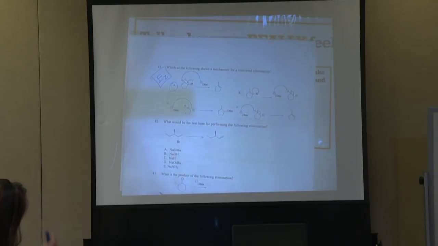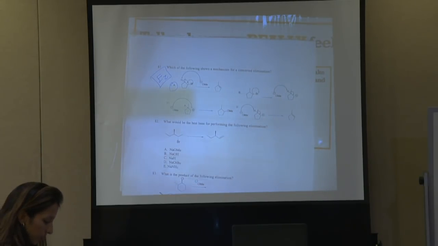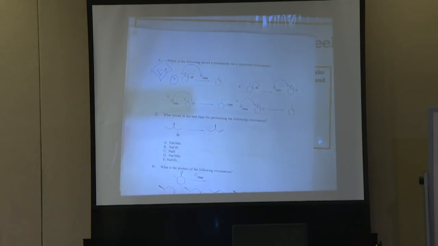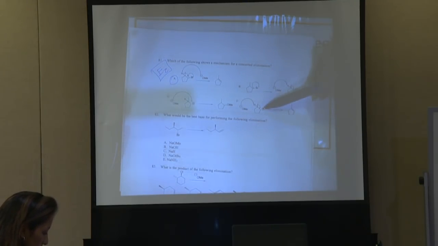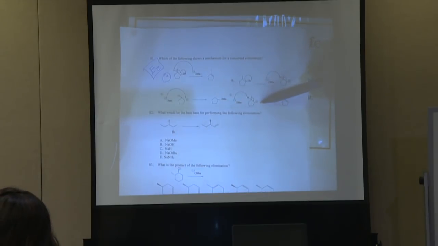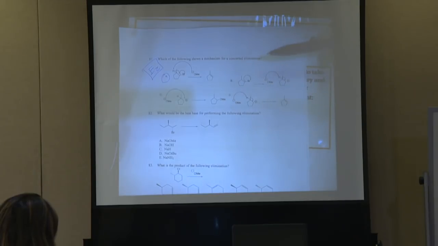Everybody good with that one? Yes, it's A. Okay, good question. What do you have here? A carbocation. Can you have a carbocation in a concerted mechanism? That's part of an E1. So B, C, and D are all out just because of that, because you have intermediates. Remember, in an E2, it's all concerted, right? Does that make sense?